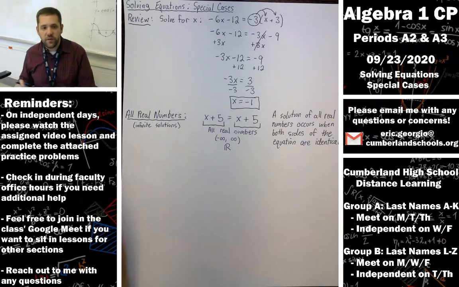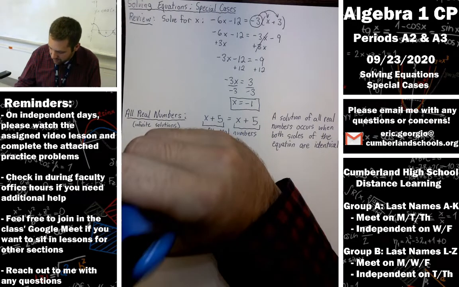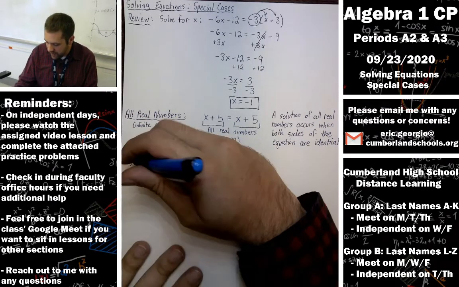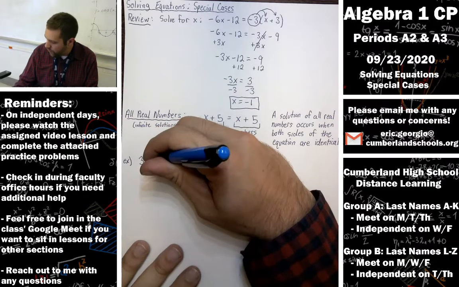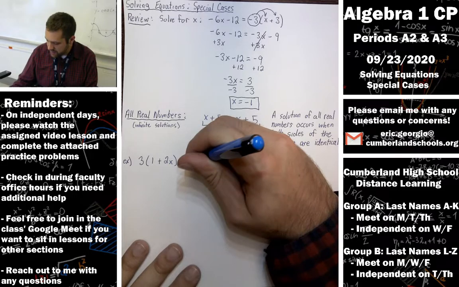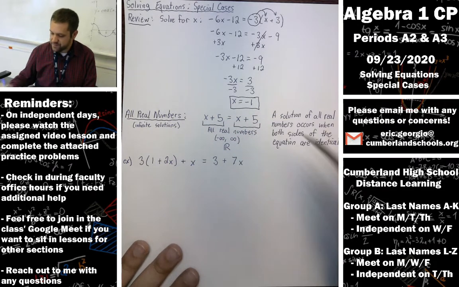Okay. A solution of all real numbers occurs when both sides of the equation are identical. So, in any case, let's take a look at a couple examples where this is true. All right. Consider something like this. I have 3 times (1 plus 2x), plus an additional x, is equal to 3 plus 7x.